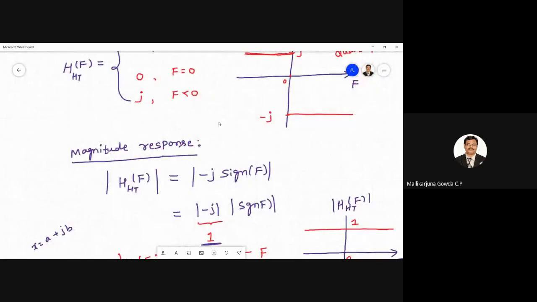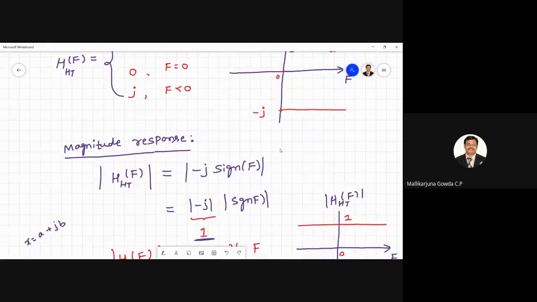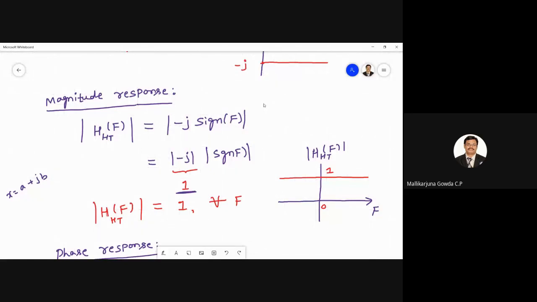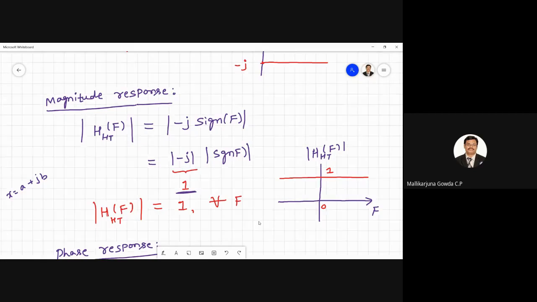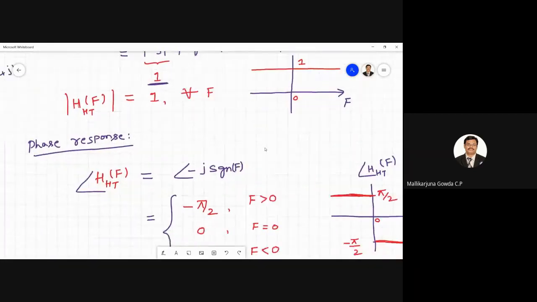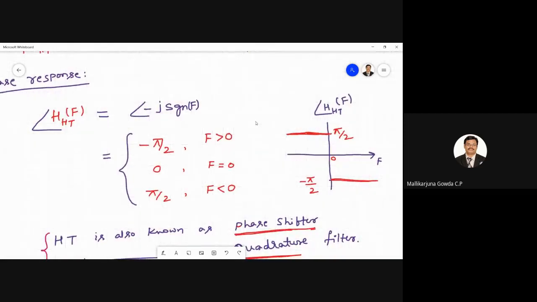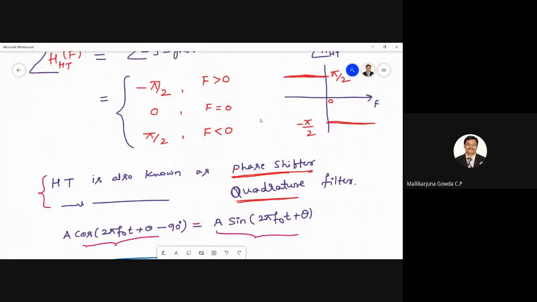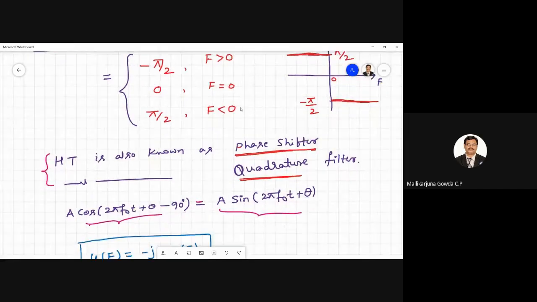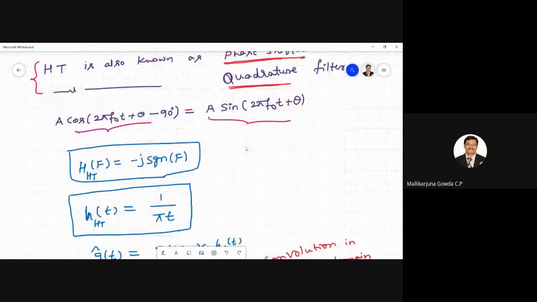As one of your friends said, we have discussed the magnitude response. When we pass a signal through a Hilbert transform, the magnitude of the signal is not affected. It is constant for all frequencies. Only the phase of the signal will be changing. The phase will be changing by minus 90 degrees for positive frequencies and plus 90 degrees for negative frequencies, right? So as some of you said, it is known as phase shifter or quadrature filter.